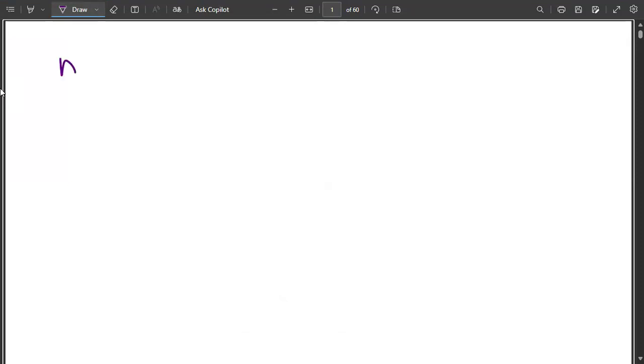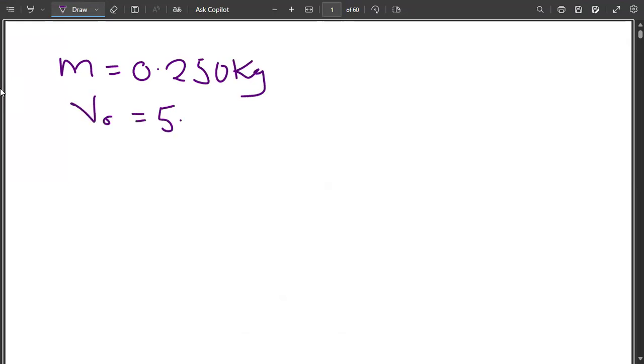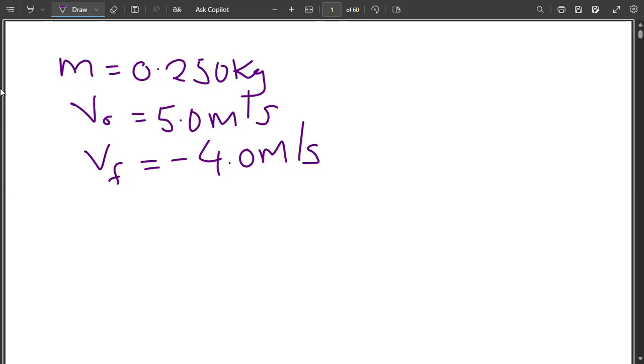For our data, we've been given mass, say it's 0.250 kilograms. We've been given V initial, which is V0 in this case, 5.0 meters per second. We've been given V final. They've said it's 4.0 meters per second, but since it is in the opposite direction of the initial motion, which was in the positive direction, it is going to be negative. So our final velocity is negative 4.0 meters per second.